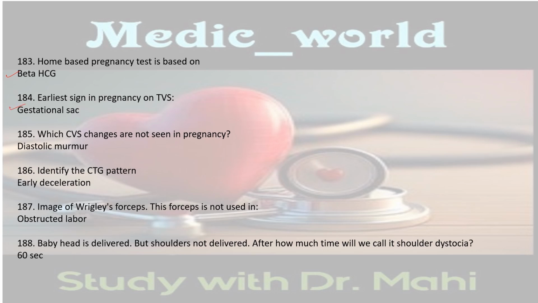Which CVS changes are not seen in pregnancy? That is diastolic murmur. Identify the CTG pattern. That is early deceleration. The CTG pattern was given of early deceleration. Image of Wrigley's forceps was given and the ask was that this forceps is not used in obstructed labor. Baby head is delivered but shoulders not delivered. After how much time will we call it shoulder dystocia? The answer is 60 seconds.